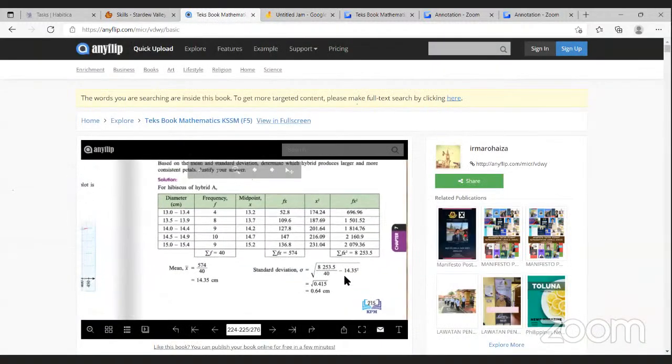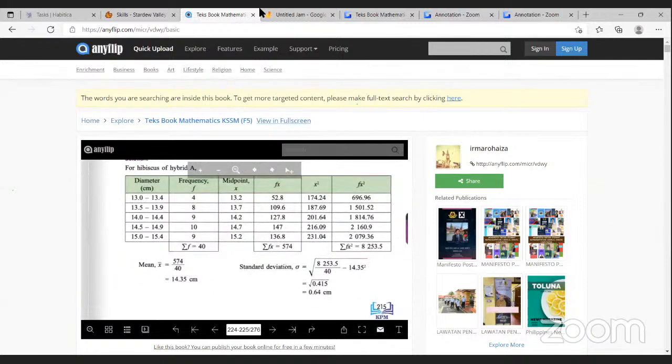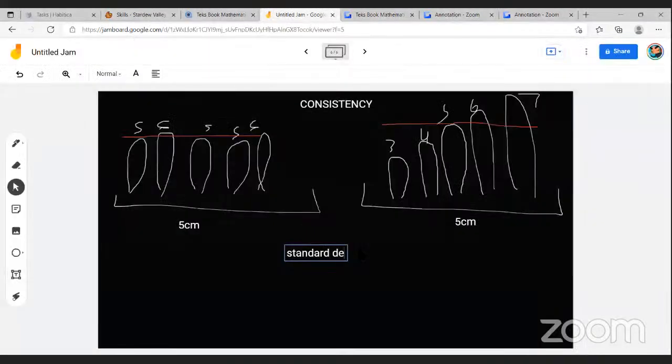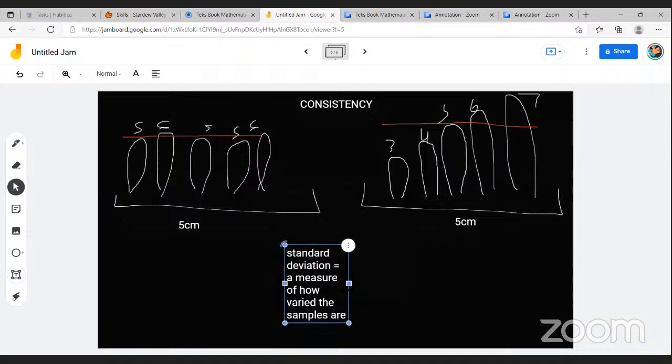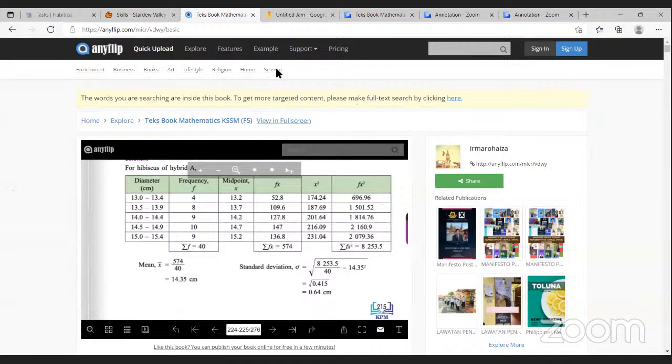Oh, you want to see the formula, right? It's okay, I have my book beside me. I bought it myself. All right, then yes, standard deviation is like that. Standard deviation is actually a measure of how varied the samples are. For example, in this case, your standard deviation would be, wait, let me calculate it. This is a lot to calculate.